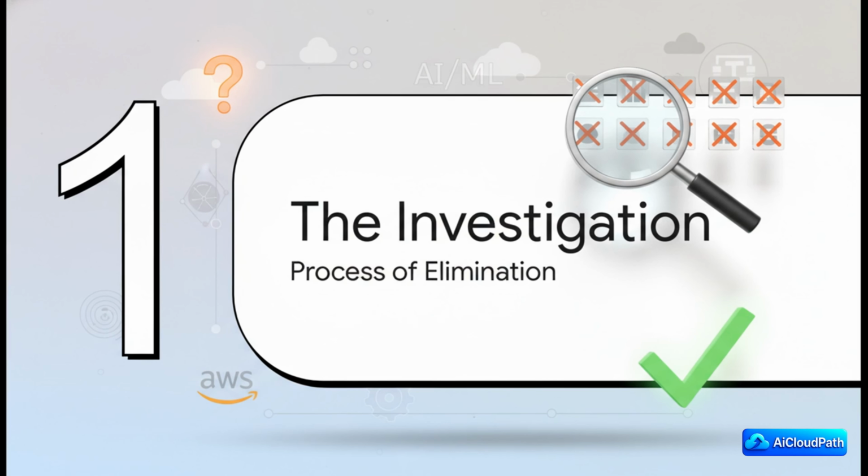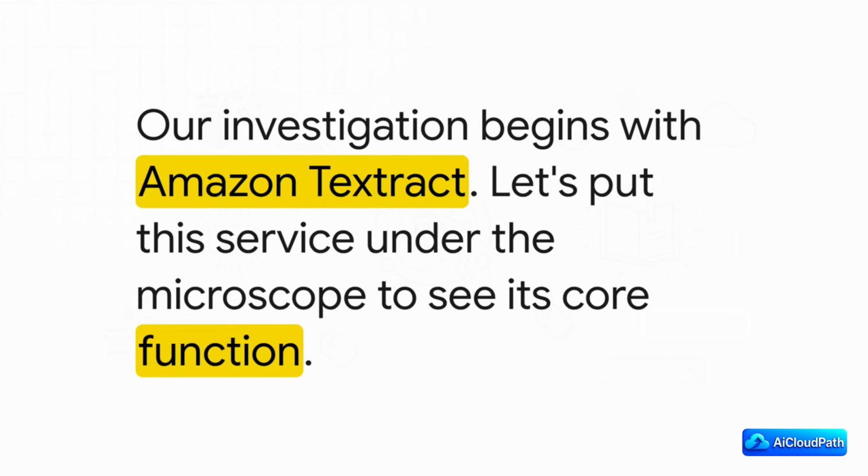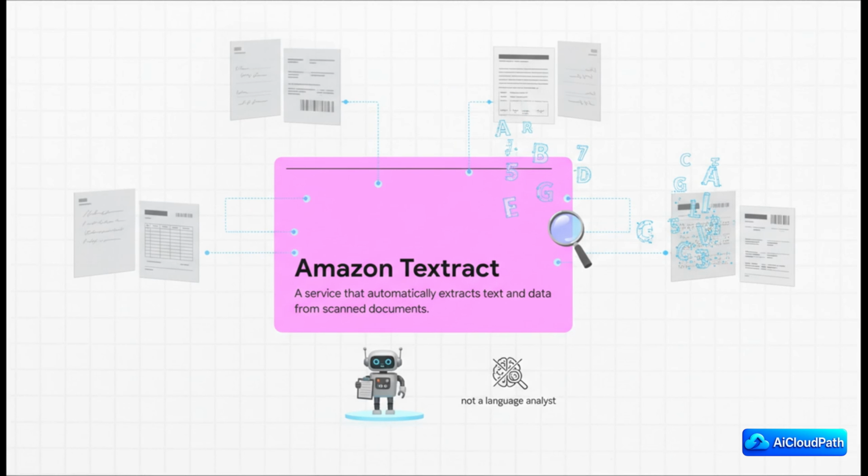all that customer feedback. First on the chopping block is option A, Amazon Textract. Let's put this one under the microscope and see what it's really all about. So here's the deal with Textract. Its main job is to look at an image of a document, like a scanned invoice or maybe a filled-out PDF form, and pull the words off that image, turning them into machine-readable text. Think of it as a super smart digital file clerk, not a language analyst.